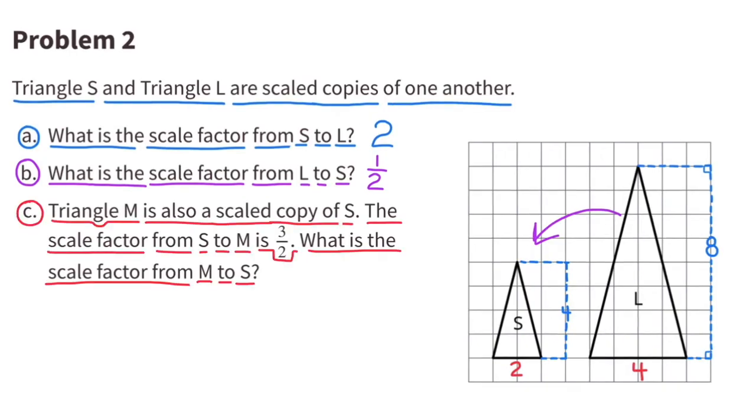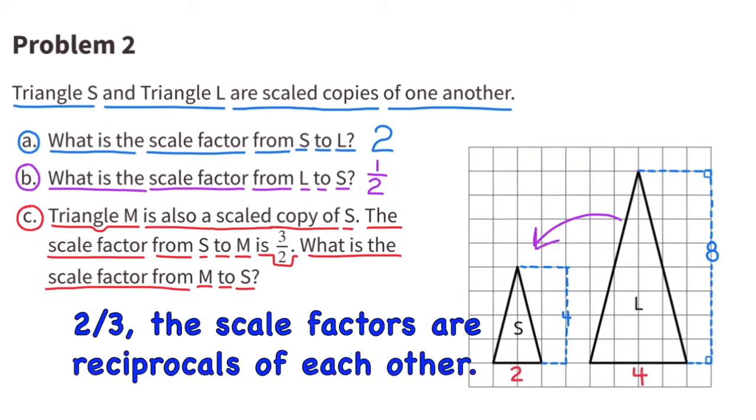C. Triangle M is also a scaled copy of S. The scale factor from S to M is 3/2. What is the scale factor from M to S? The scale factor from M to S is 2/3. The scale factors are reciprocals of each other. For example, 3/2 times 2/3 equals 1. That means that 2/3 is the reciprocal of 3/2. When you multiply a number by its reciprocal, the product is always 1.